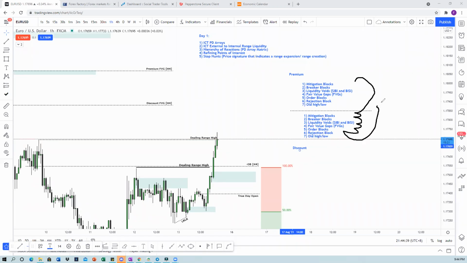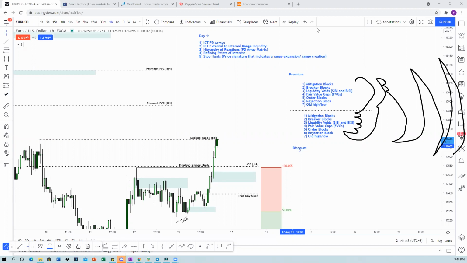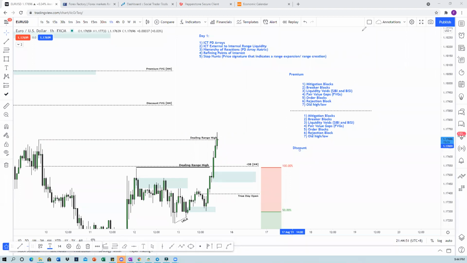Am I looking at a mitigation block? No. Breaker block? No. Liquidity void? Yes. Then it goes back down. And then the process continues up and down, right? So it will always come to a point in which price moves from, for example, a mitigation block to looking for another mitigation block. If there's no other mitigation block, it will look for a breaker. No breaker, liquidity void. No liquidity void, fair value gap.